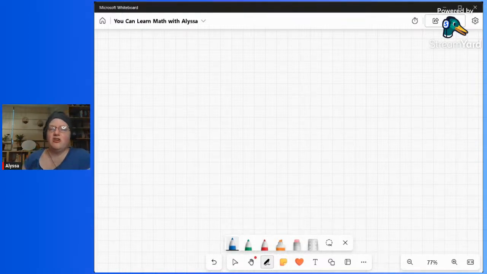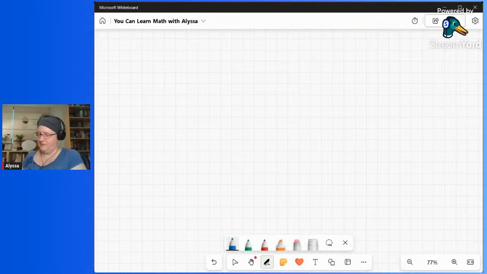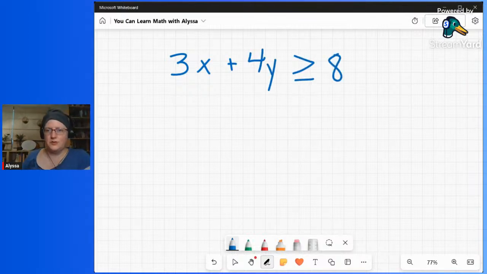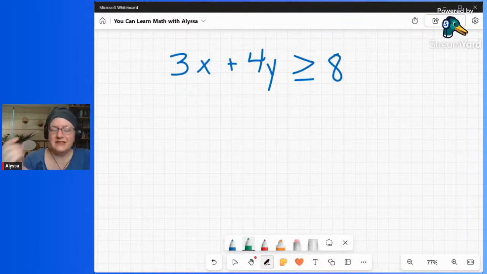Okay, inequalities with two variables. Let's say we had 3x plus 4y is greater than or equal to 8. If you're graphing this by hand, the easiest way is to get it into the inequality version of slope-intercept form. We get y by itself, everything else on the right. Again, we're assuming we have to do this manually, not the graphing calculator way.